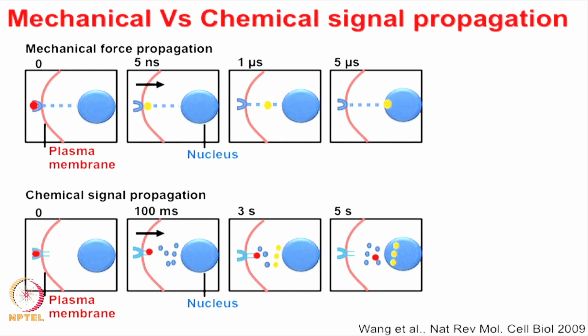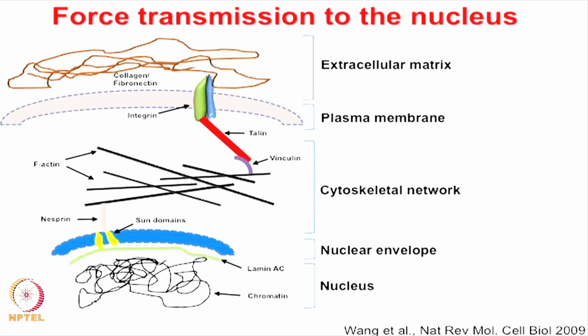In contrast to chemical signal propagation, where something binds, is internalized and diffuses all the way to the nucleus, which can take several seconds. So, mechanical force propagation is 3 orders of magnitude faster than chemical signal propagation. And this is made possible by physical linkages between the outside and the inside.